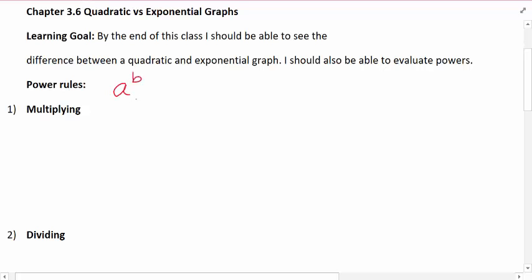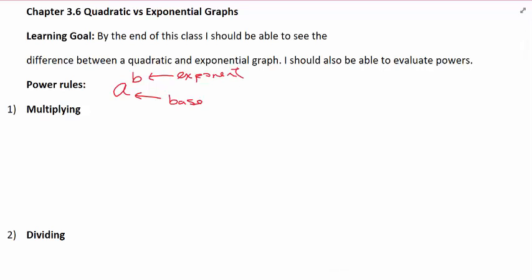If you have this, it's called the what? The base, right? And this is called the exponent, right? Or it's the power. Usually the whole thing, we call it a power.